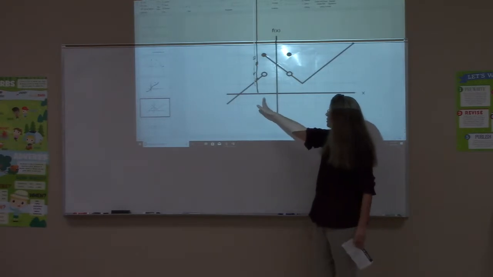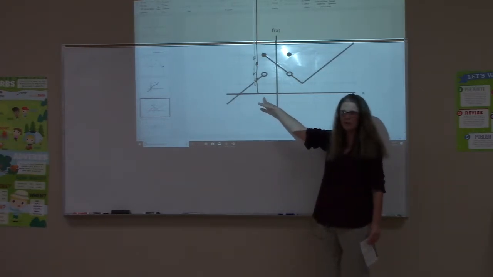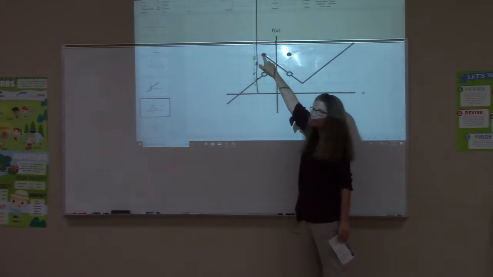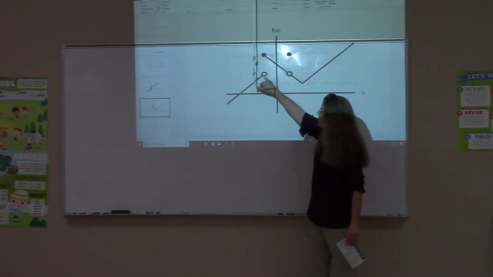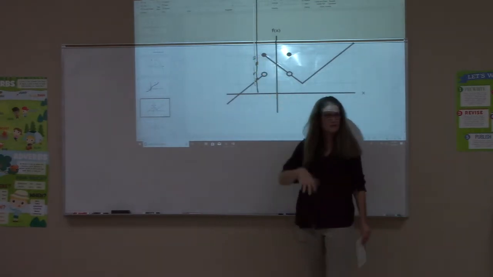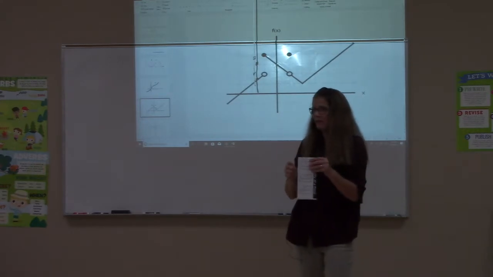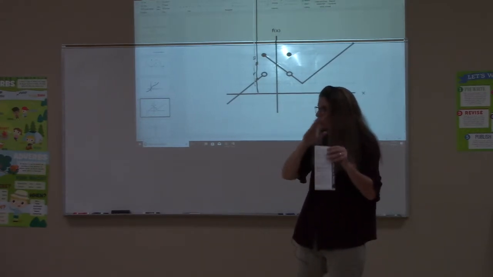If I asked you, is it defined at x is -1, what would you say? Yeah, it is also, because it's defined right here. It's not defined here, but it is defined here. So it does have a definition. It does have a value right at that point. So that's the first rule to pass.